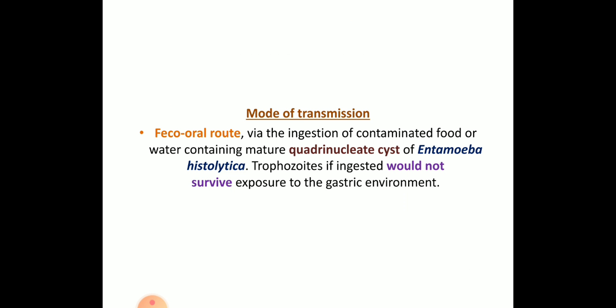So what happens here now? The mode of transmission is the fecal-oral route. By not washing your hands when you have food, when you play in mud and all, this Entamoeba histolytica enters your body through contaminated food or contaminated water, and the cyst formation also takes place, that is the quadranucleate cyst. Trophozoites, if they are ingested, would not survive once they are exposed to the gastric environment.